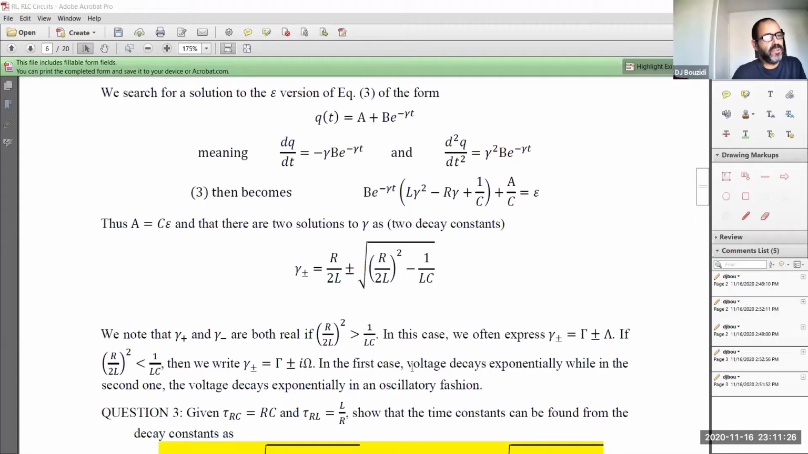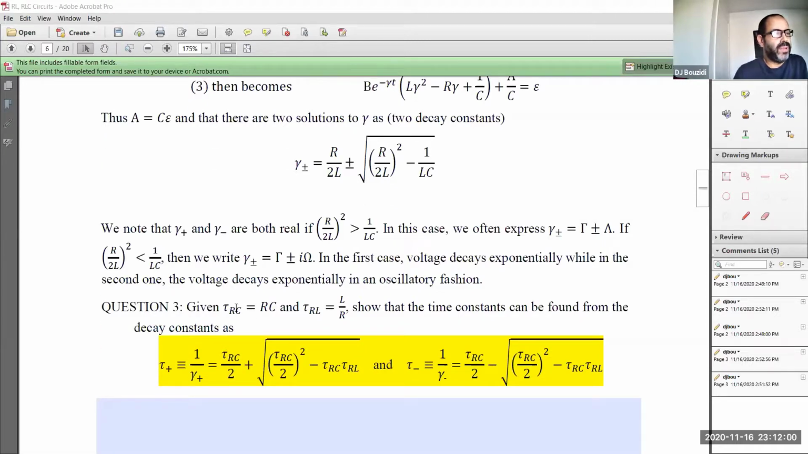So in the first case, the voltage decay is exponential, while in the second case, the voltage decays exponentially in an oscillatory fashion. There is a third case I didn't mention here, where both of these two terms are identical, equal. That is called the critical decay, or critical condition, and that will also decay because this term always ensures decay. But that has a little bit of a growth, a little bit of a bump, and then it comes down. That's usually just on the boundary between the two.